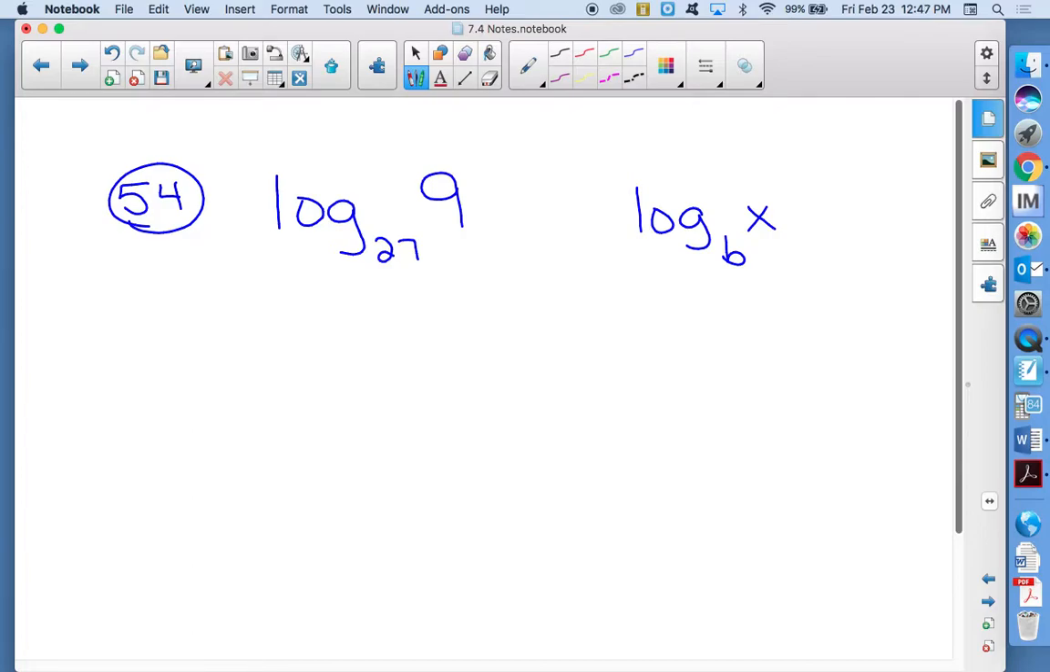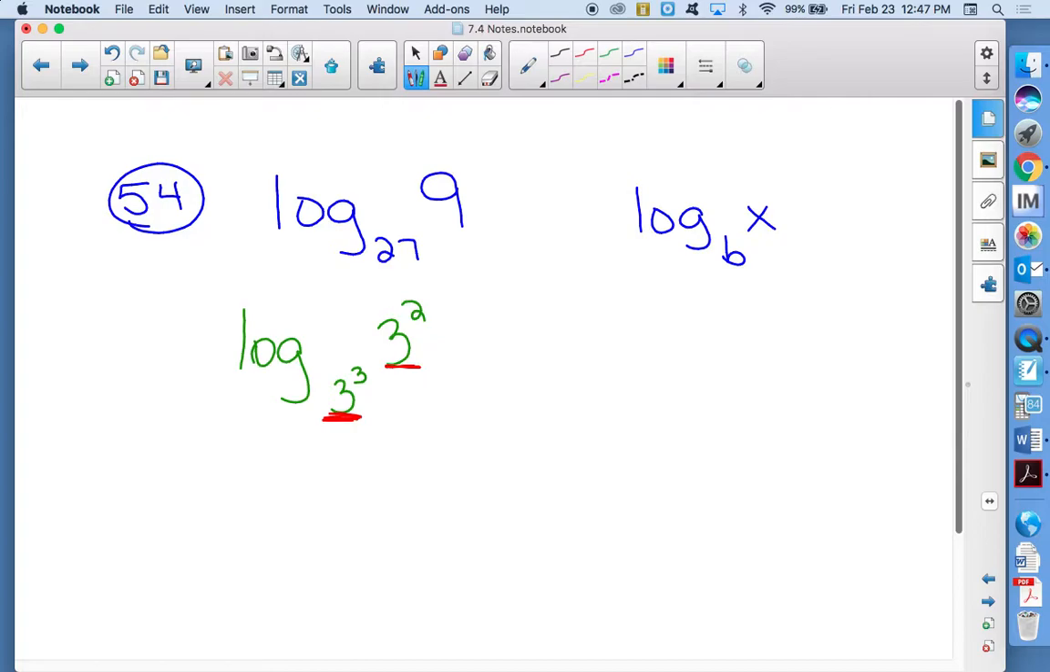Amanda? Maybe the 27 is like 3 cubed, and then 9 is 3 squared. Right, so 27 is the same thing as 3 cubed. 9 is the same thing as 3 squared. So if you're taking the b and the x, that's these 2 numbers here, and writing them as powers of the same number, that means this number.